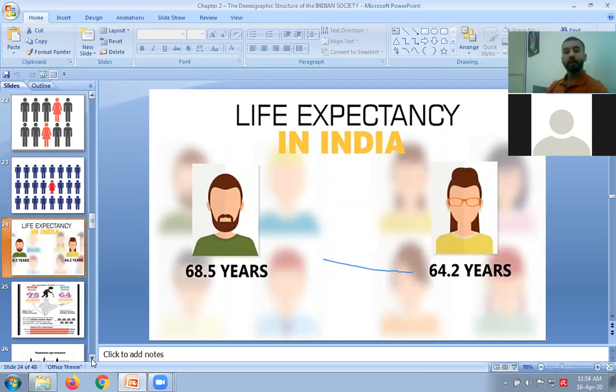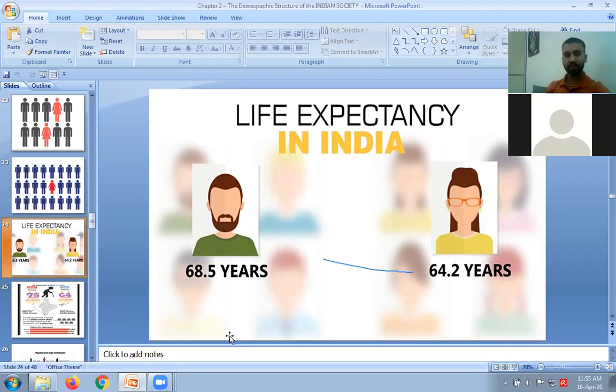And look, it is there on your screen. Look at the life expectancy in India. It is according to 2015 or 16 records. So male lives up to 68.5 years, and female 64.2 years. So this is the recent data that I've added in this PPT. And remember that 68 years of time period is a longer period.